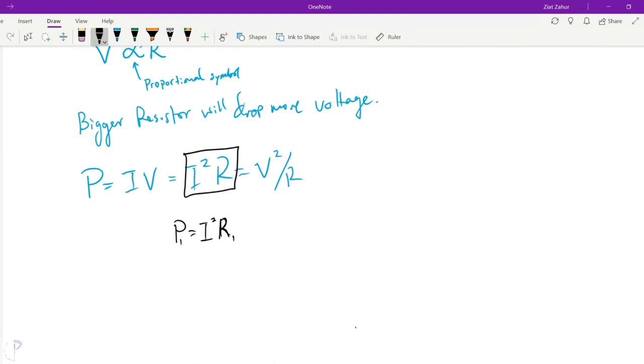Right? I1 is I, and P2 would be equal to the same current squared times R2. And now you can see how the power, just like voltage, is directly proportional to the resistance. So this means that if a resistor has more resistance, it's going to draw more power, which means it's going to be brighter in your circuit when you are in series.